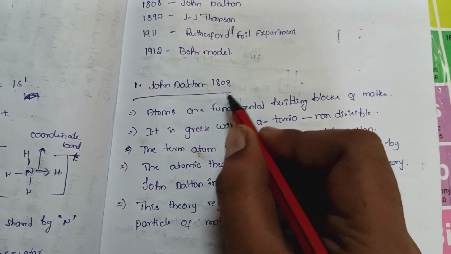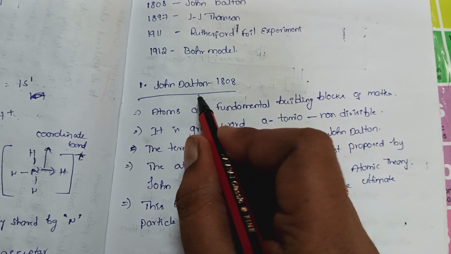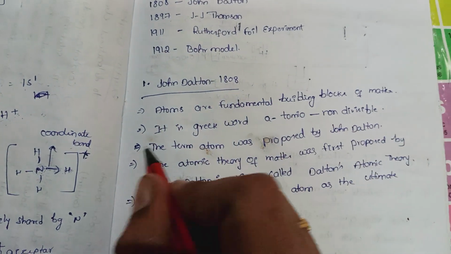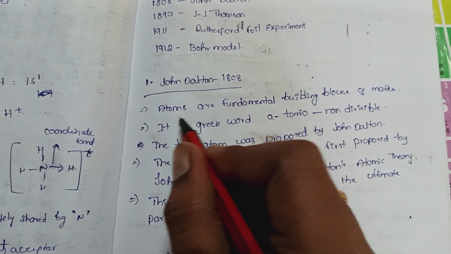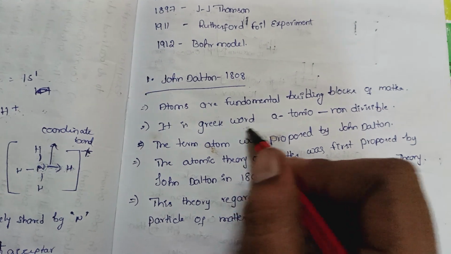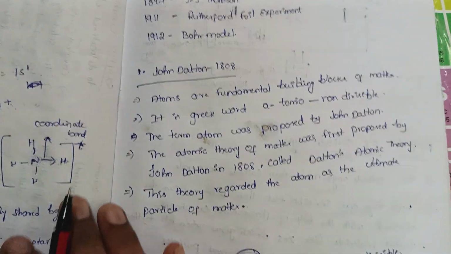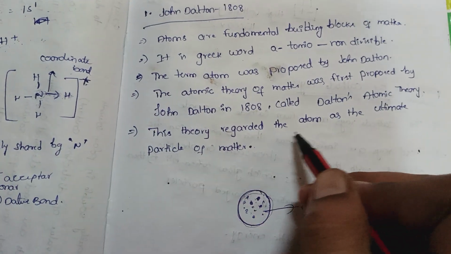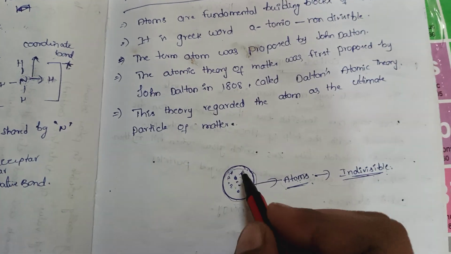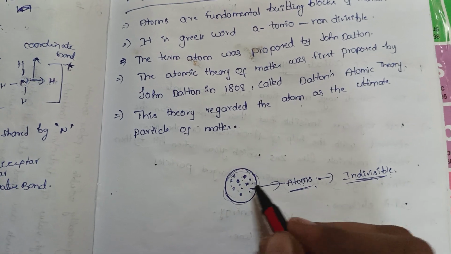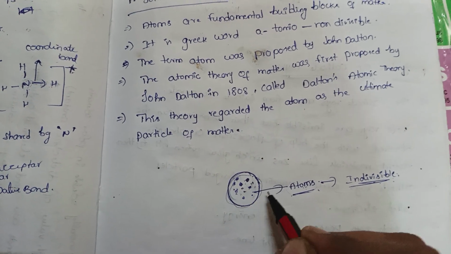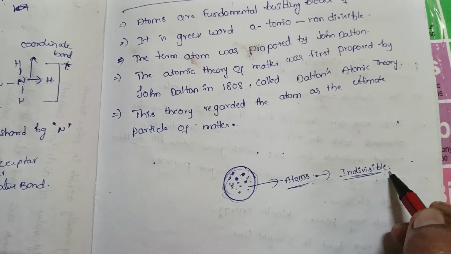In 1808, John Dalton proposed a theory, that is John Dalton's atomic theory. John Dalton said that atoms are the fundamental building blocks of matter. The word atom is a Greek word, meaning non-divisible. This theory regarded the atom as the ultimate particle of matter. Means matter consists of atoms, but atoms are indivisible.